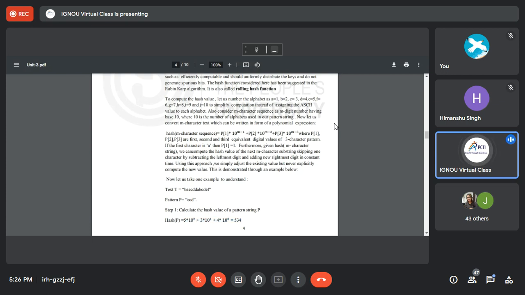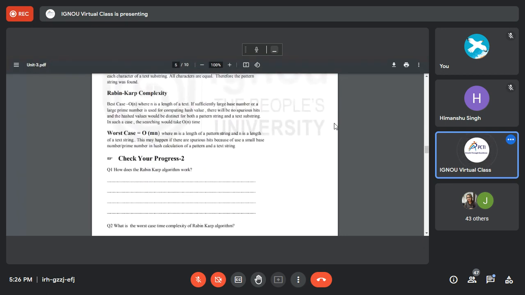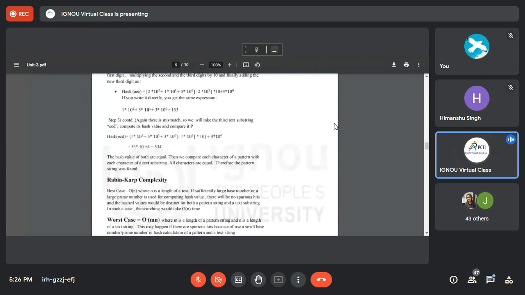Now you have to calculate the hash of the first 3 characters of the text. If both hash values are equal, then you found the match. Otherwise, take the next 3, that means AEC. If the value matches, that's okay, you found the substring. Otherwise, you calculate the next 3 values and so on. Any doubt, any question, you can ask.